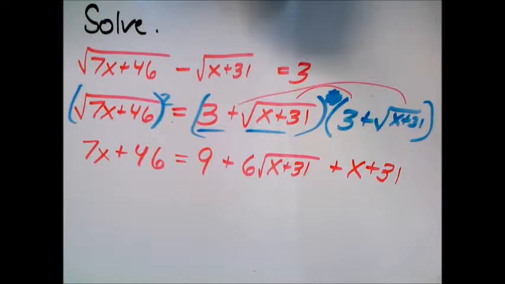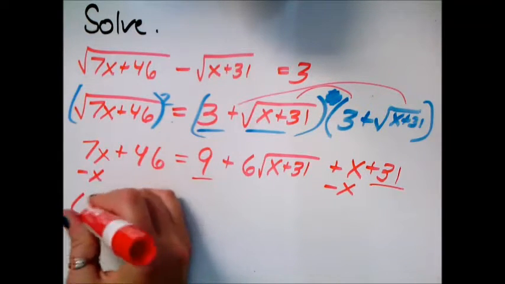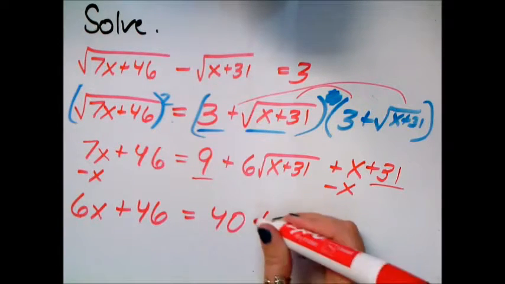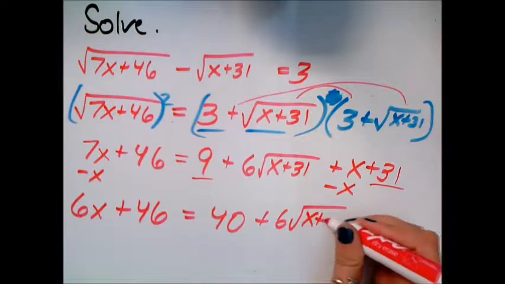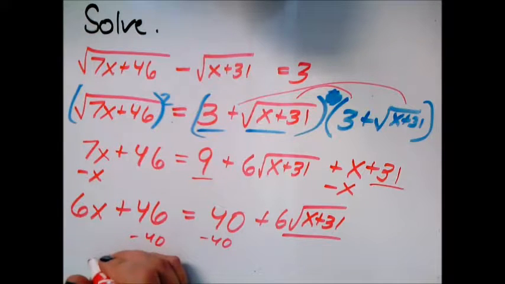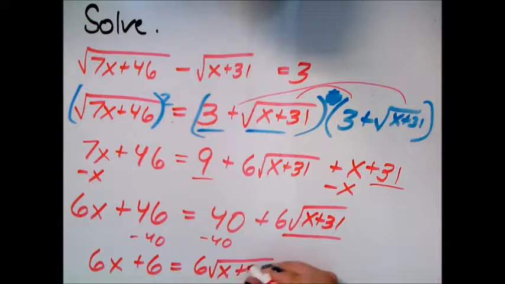All right, so now we can get some like terms together, like this and this, maybe subtract x from both sides. So I have 6x plus 46 equals 40 plus 6 square root of x plus 31. So notice I want to get rid of this square root here, which means I also have to get it by itself. So I'm going to move everything I can to the other side of the equation. So like minus 40, minus 40. So 6x plus 6 equals 6 square root of x plus 31.